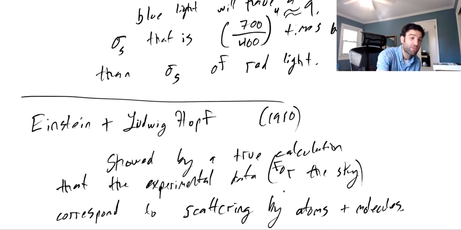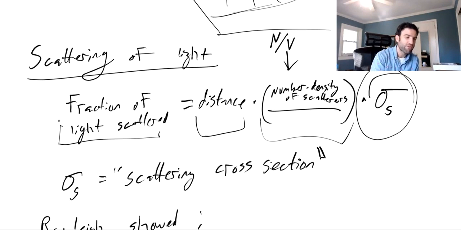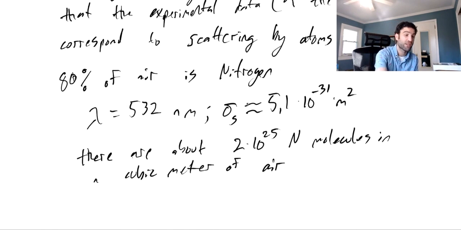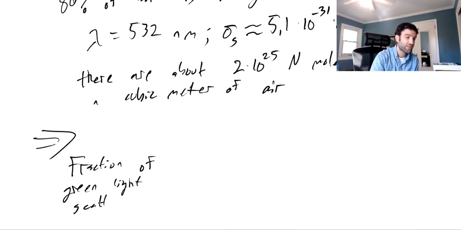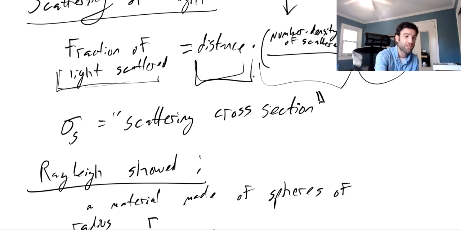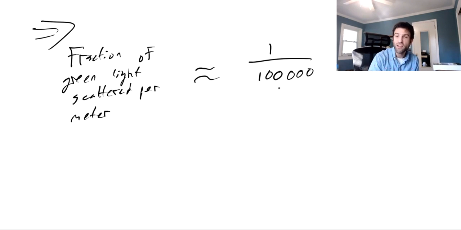Okay, so if we plug these numbers into this formula that we have here, right? We have a number density, 2 times 10 to the 25th nitrogen molecules per cubic meter. We have a scattering cross-section, and so we can figure out what fraction of light gets scattered rather than going straight through for every unit distance that that green light travels. Okay? And so plugging in all of those answers, the fraction of green light scattered per meter, so I'm going to divide through by 1 meter in this formula for the distance, is about 1 part in 100,000. A tiny amount, actually, right?